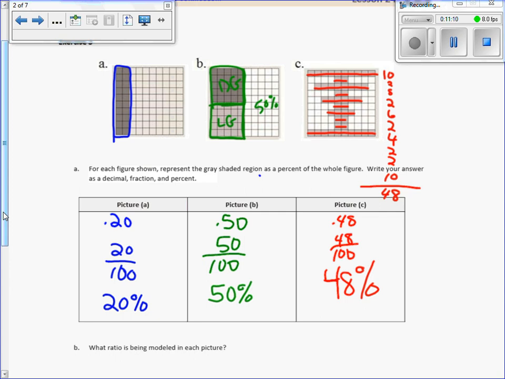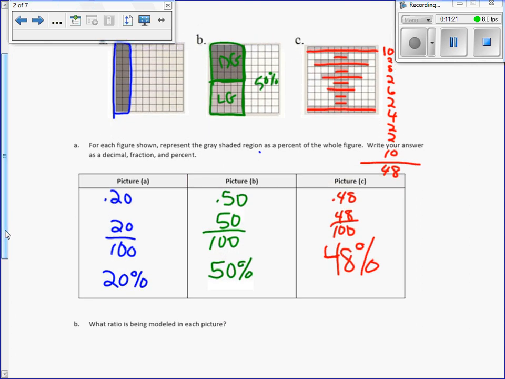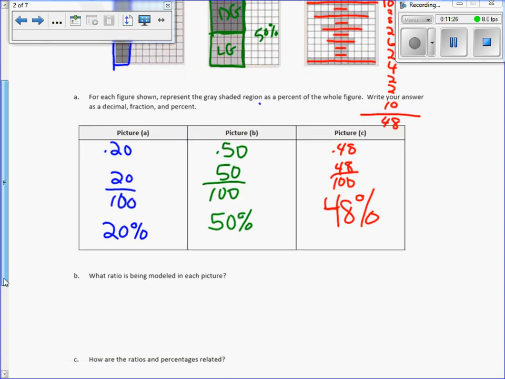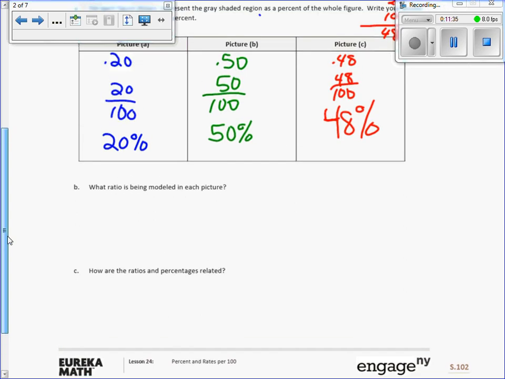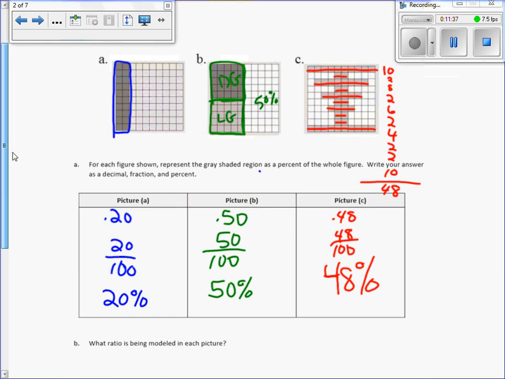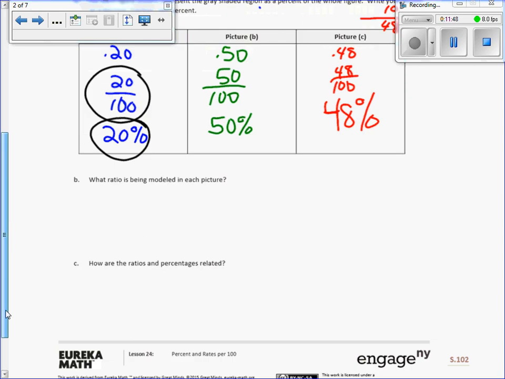Okay, and then part B says, what ratio is being modeled in each picture? Well, I could say 20 of the 100 are shaded gray. In the second picture, I could say 50 of the 100 are shaded gray. And in C, I could say 48 of the 100 are shaded gray, something like that. How are ratios and percentages related? Well, the ratio is out of 100, and percents are out of 100. So I guess that's how they're related. Okay, they're both out of 100.